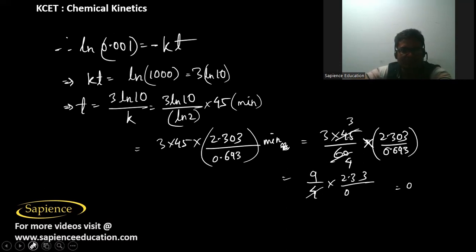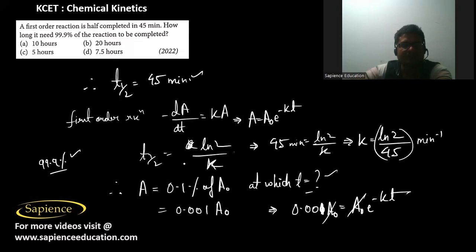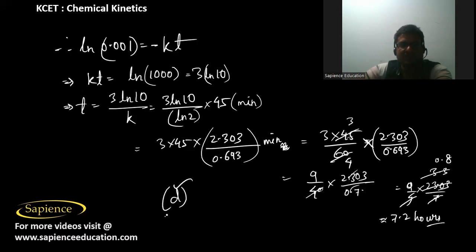So I can say it is 9 by 4 into 2.303 divided by 0.7 approximately. So 7 threes are 21, and 4 eights are 32, approximately. So approximately it is 7.2 hours, slightly more than 7.2 hours. So it is 7.5 hours. So option D is the correct answer.